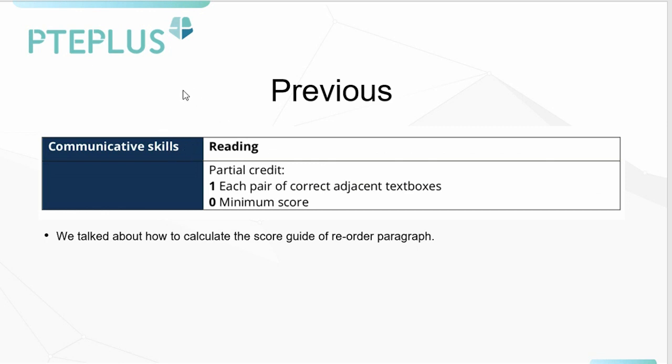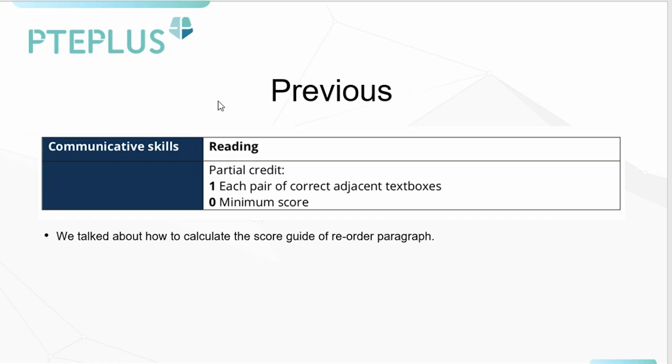Last lesson we talked about what reorder paragraphs were, we gave a general explanation, and we went through and had a look at an example. We also talked about the scoring criteria. The scoring criteria is going to be an important aspect of having good success in this question, and that's why we're going to be coming back to it again and again and again, really drilling into you this whole scoring criteria.